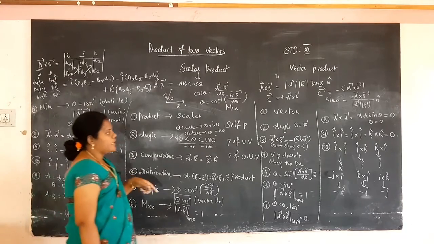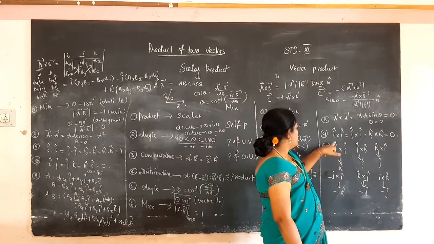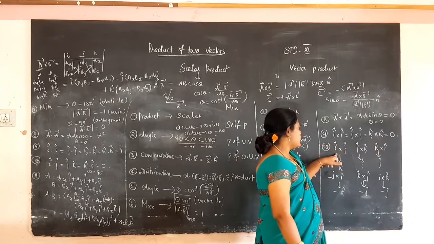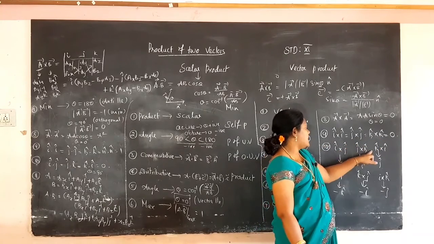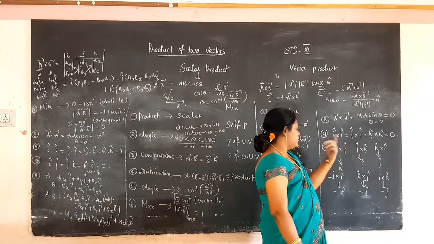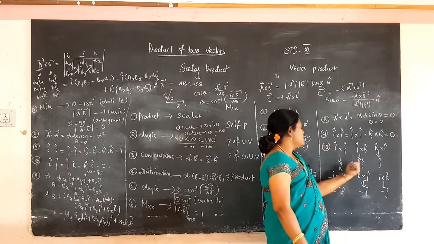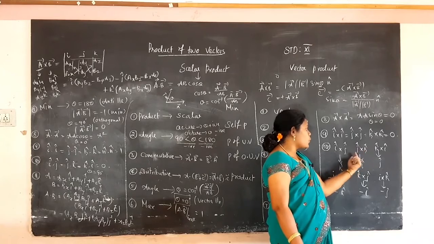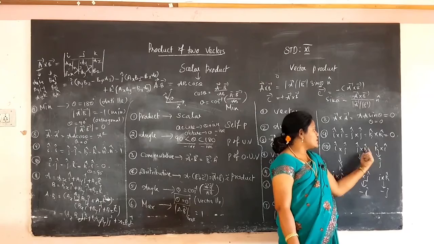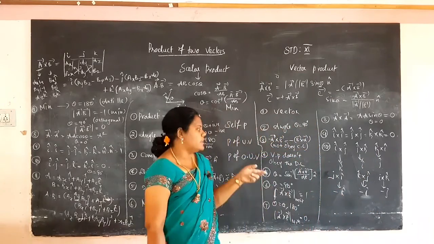And then in the vector product, i cross j is equal to k, j cross k is equal to i, k cross i is equal to j. But if we take the interchanged terms, j cross i is equal to minus k, k cross j is equal to minus i, and i cross k is equal to minus j. If you interchange the terms, negative signs will come.